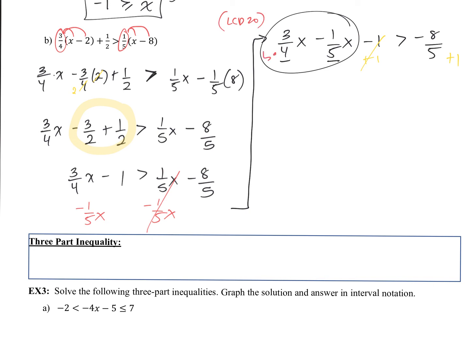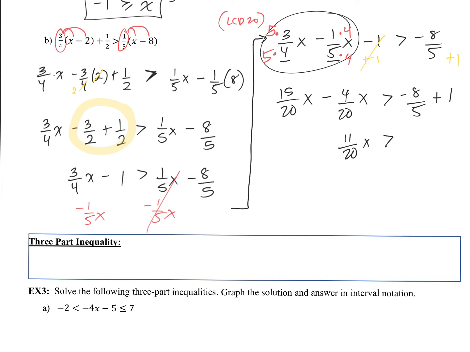I'll go ahead and multiply the 4 by 5 to get 20. I have to do the building up property, so I have to multiply the top by 5 as well. And then I'll multiply the 5 by 4, and I have to multiply the top by 4 as well. That'll be 15 over 20x minus 4 over 20x is greater than negative 8 over 5 plus 1. Okay, so now let's go ahead and add the x values together. We have 15 over 20x's minus 4 over 20x's, which is going to be 11 over 20 x values.